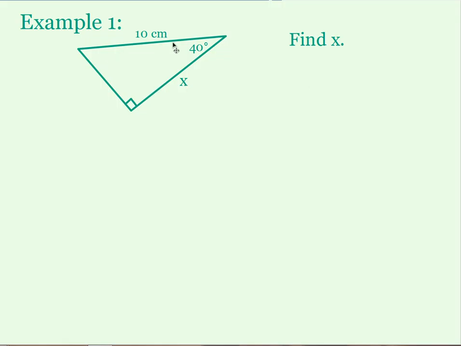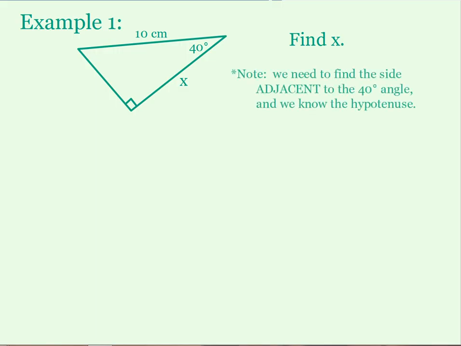In example 1, notice I know the hypotenuse is 10 centimeters. I know that I have an angle measure of 40 degrees. Of course, this is a right triangle, so I know the 90-degree angle measure, but that's not really going to help me. And I need to find x, which is another side length in the triangle. So in this topic, you need to put a little bit of thought into it. You need to notice, for instance, that you need to find the side adjacent to the 40-degree angle. And you know the hypotenuse.